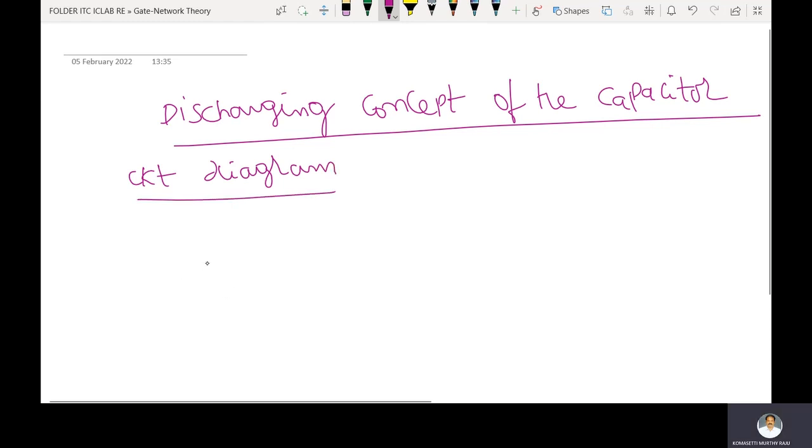In the last video, I already explained how to charge the capacitor and derived the expression: the instantaneous voltage across the capacitor, Vc of t, is equal to the source voltage into 1 minus e power minus t by RC. This is the charging voltage across the capacitor Vc of t. Now I will concentrate on the discharging concept of the capacitor.